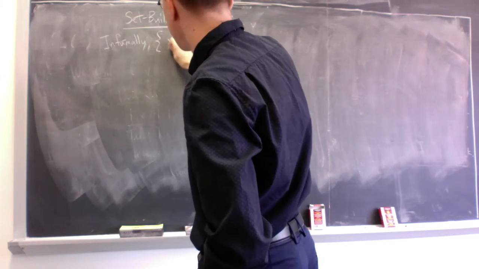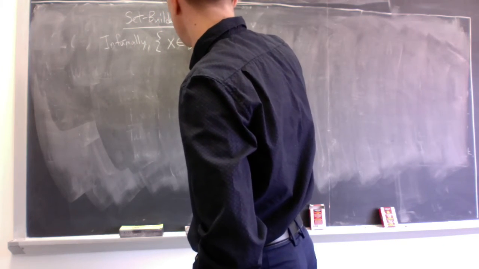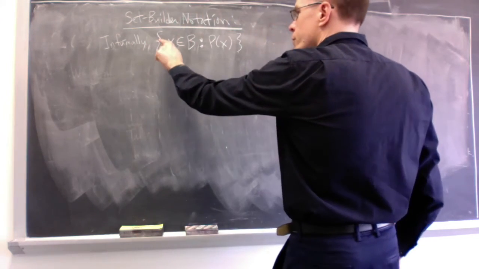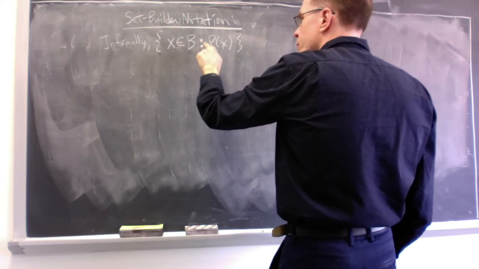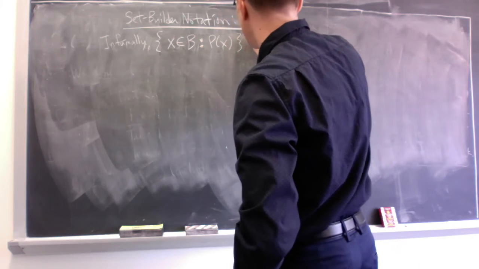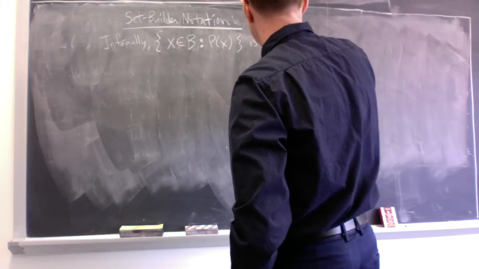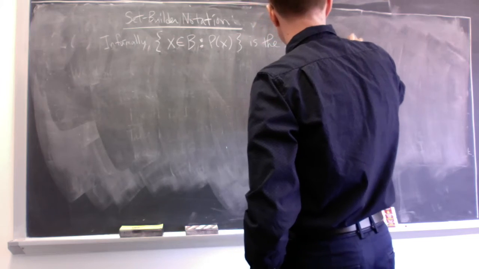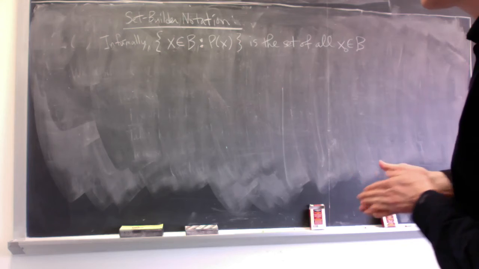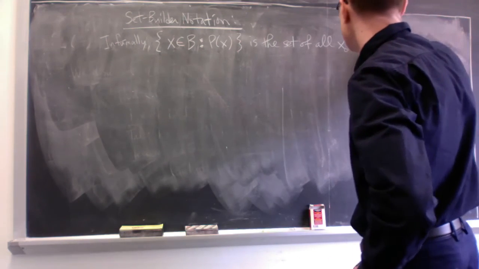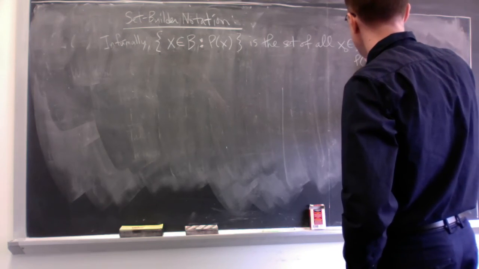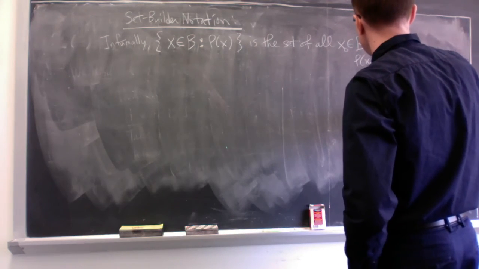if I use the set brace and put some stuff inside, the set of X in B such that P of X, this symbol, this notation, represents the set of all objects, let's call them X naught, in the given set B, where this open sentence, P of X, is satisfied.